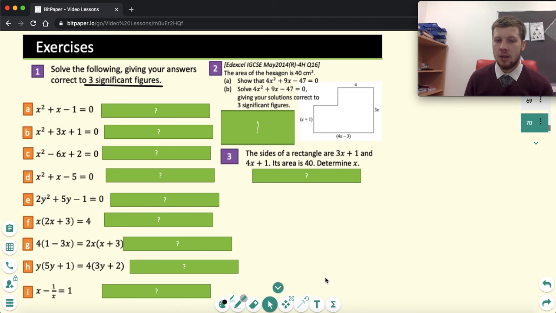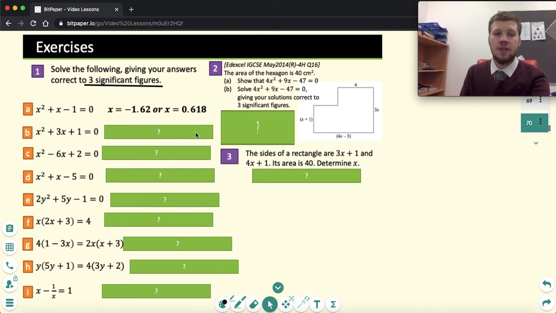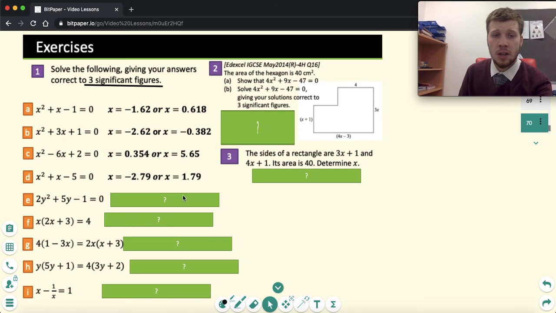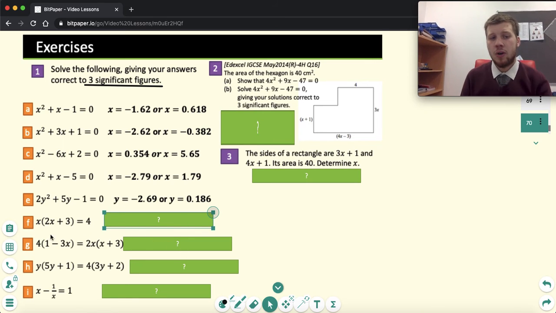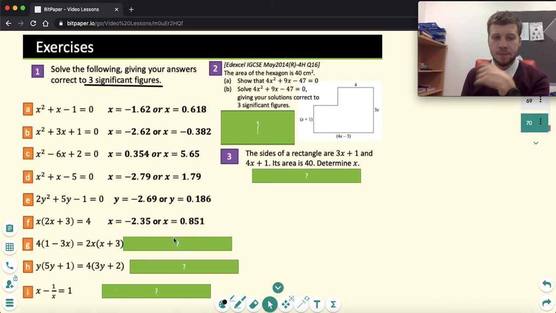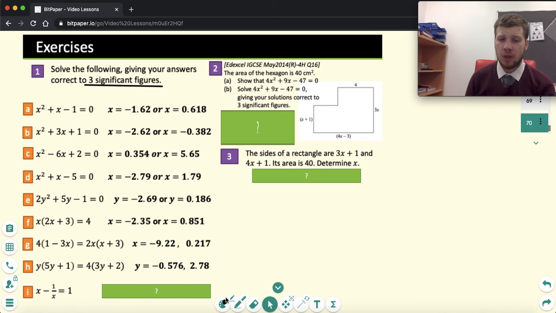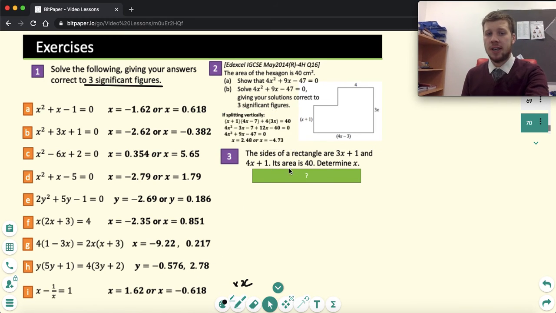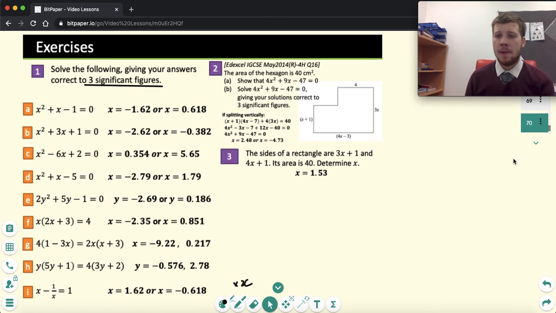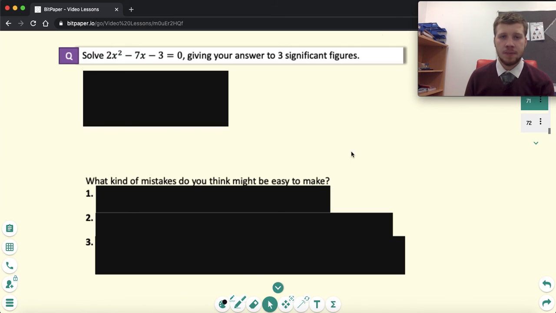Okay, so I'm just going to run through some answers. So this first one we should get negative 1.62 or 0.618. And then just running through, for this one, you'd need to expand and then take away 4. Expand and get it to one side. And for this bottom one, you'd need to multiply through by x. So you'd get x squared minus 1 equals x, and then you could do it from there. Well done if you managed to get onto question 2 and 3. And then I think there's one more thing.